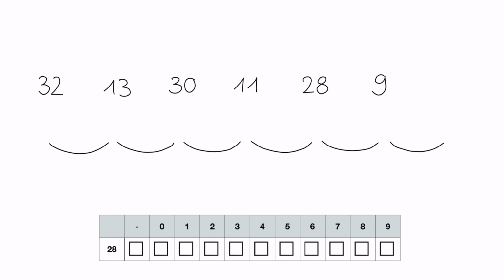Task 28 is another alternating task. So we can see it's minus 19, then plus 17 all the way across. 9 plus 17 gives us 26. So we just mark 2 and 6 on the answer sheet and on to 29.